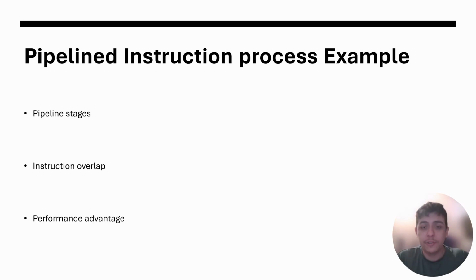All right, so, a pipeline instruction process example. A typical pipeline consists of several stages, including instruction fetch, instruction decoding, execution, memory access, and then write back. During the fetch stage, the CPU retrieves the instruction from the memory. In the decode stage, the instruction is interpreted. From there, the execute stage performs the required operation, while the memory and write back stage stores the results. For example, while one instruction is being executed, the next instruction can be decoded, and another instruction can be fetched from the memory. This overlapping process allows the CPU to handle multiple instructions at once, improving processing efficiency and also reducing idle time within the processor.